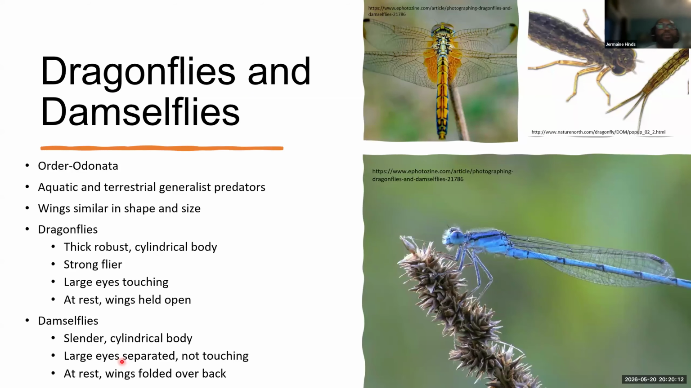So getting into the holometabolous insects, first up you have your dragonflies and damselflies. This is in the order Odonata, which I believe means tooth-winged insect. I forget why they're called the tooth-winged insects, but they are generally aquatic and terrestrial generalist predators.